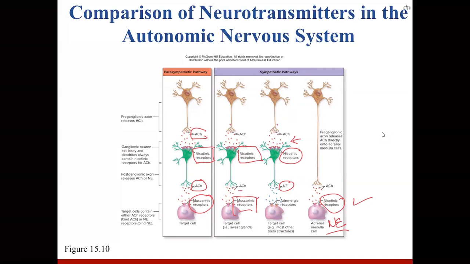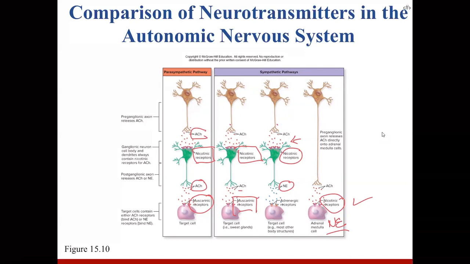Everyone say bipolar, multipolar. The bipolar neurons. Do I need to know the difference between bipolar and multipolar? No, you don't have to know that.